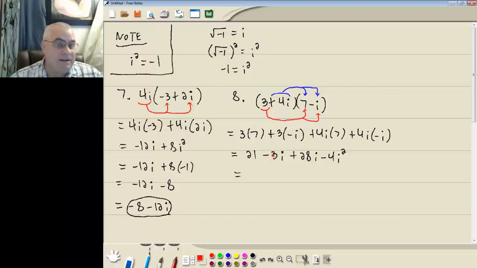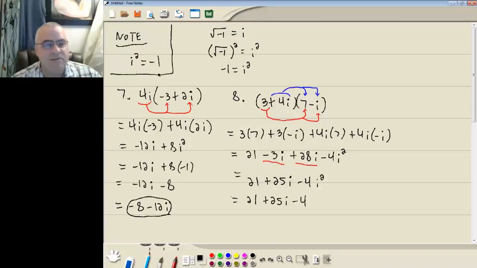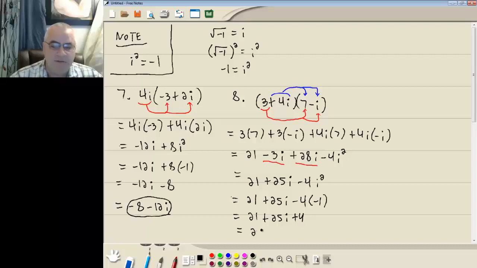Now, before, we'd always combine together like terms. Well, again, if they're alike, you combine them together. Here's a negative 3i plus 28i. I can combine those together. Negative 3 plus 28 gives us 25i. Now, this is not in standard form. We know we need to get rid of that i squared. So up here we said i squared is equal to negative 1, so we'll replace the i squared with negative 1. So we got 21 plus 25i. Negative 4 times negative 1 gives us a positive 4. And then 21 plus 4 is 25. So we get 25 plus 25i.